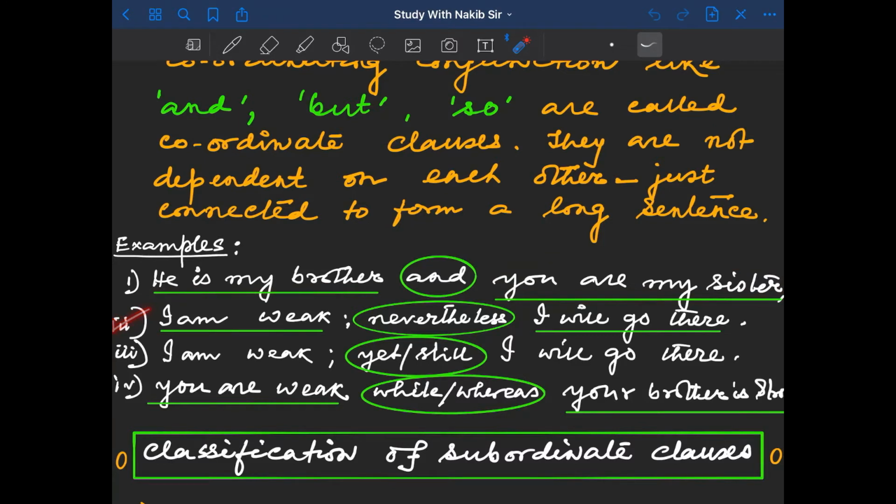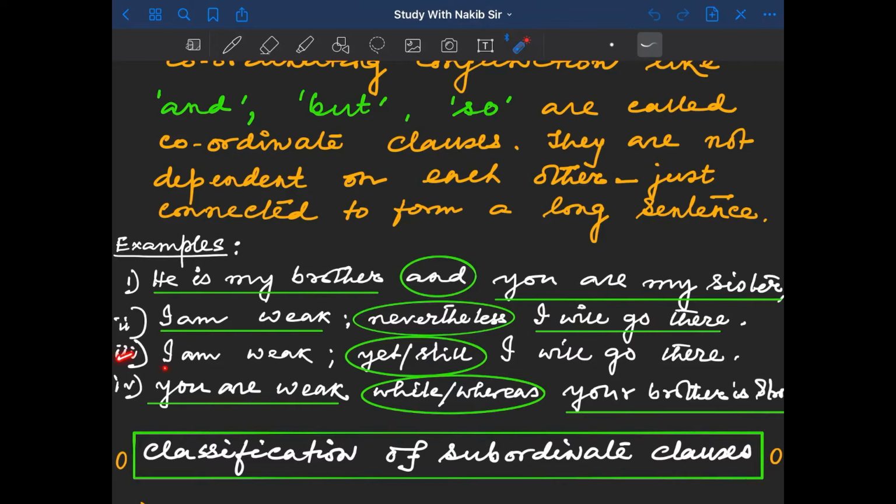Another example, I am weak, nevertheless I will go there. Okay, this is a clause and this is a clause, but these two clauses are just connected with the coordinating conjunction. Nevertheless, for this, this is a coordinate clause, this is a coordinate clause. They are free, they are not dependent on each other.